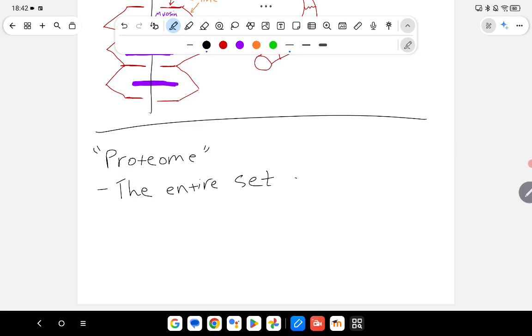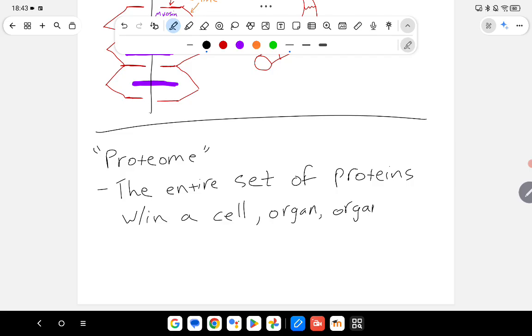The entire set of proteins within, now this can refer to within a cell, an organ, or an organism, whatever, at particular conditions. So at certain conditions.